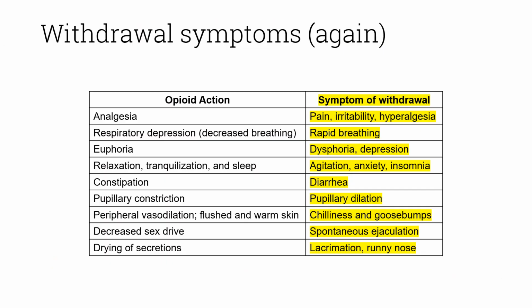And again, these are rebound symptoms of withdrawal, right? The opioid action is opposite of that of the withdrawal symptom. So analgesia after opioid withdrawal leads to pain, irritability, and hyperalgesia or increased pain. Respiratory depression becomes rapid breathing. Euphoria becomes depression. Relaxation becomes agitation. Constipation becomes diarrhea. Pupil constriction becomes dilation. Right? So these are all rebound symptoms, and make sure that you're familiar with the opioid action as well as the rebound withdrawal symptom.